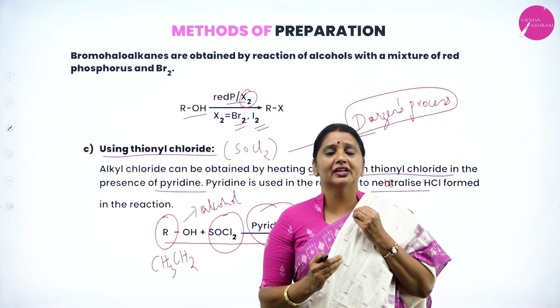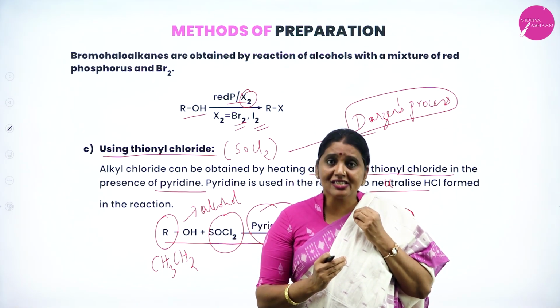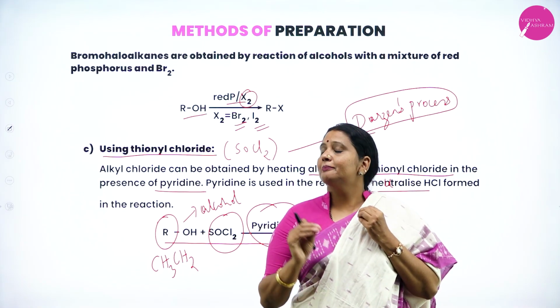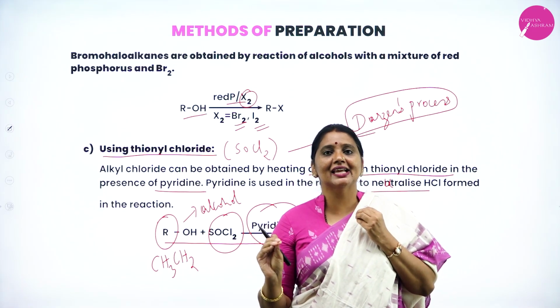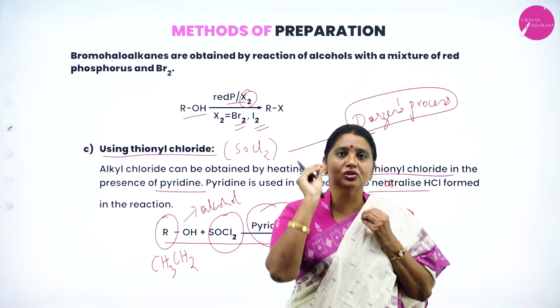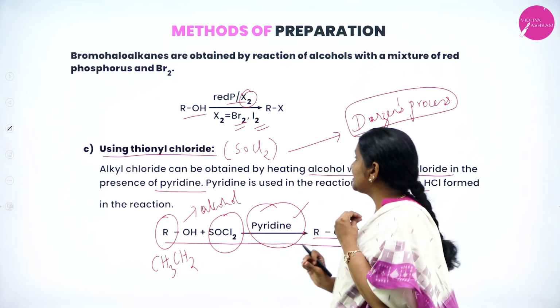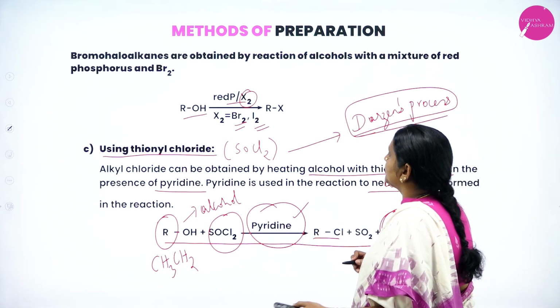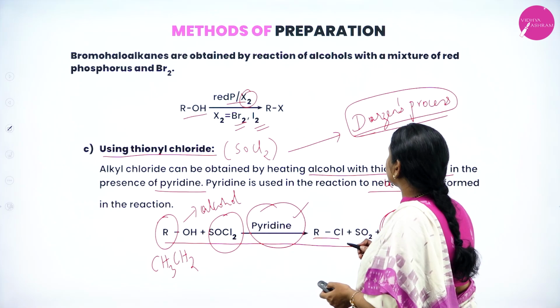That process is called Groves process, and this process is called Darzens process. What's the use of pyridine here? Pyridine is not used as catalyst, not used as dehydrating agent. Pyridine is used to neutralize HCl, and this process is called Darzens process.